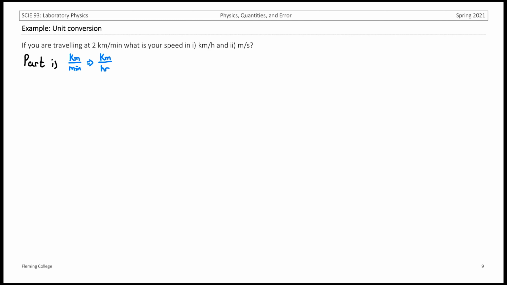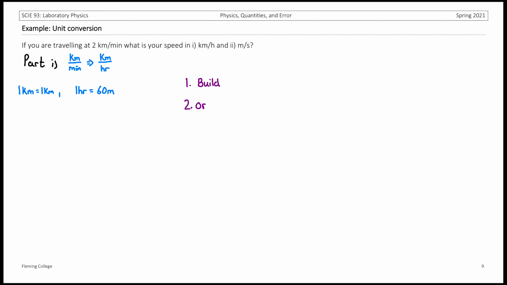On the top, in the numerator of both of these rates, we have kilometers converting to kilometers. So we don't actually have to do any work on that one. So the build stage is actually quite straightforward. Looking at the denominator, the bottom numbers, we have the units of minutes going to units of hours. So our build stage here is that we know 1 hour is equal to 60 minutes.